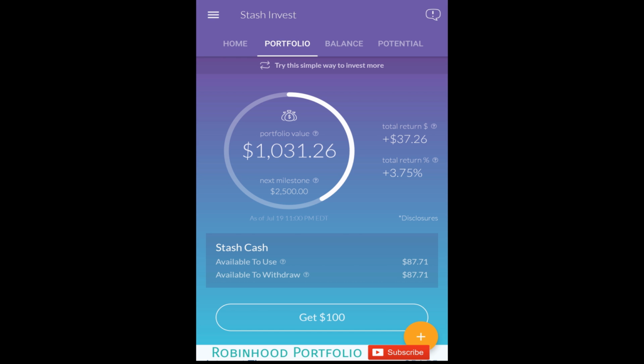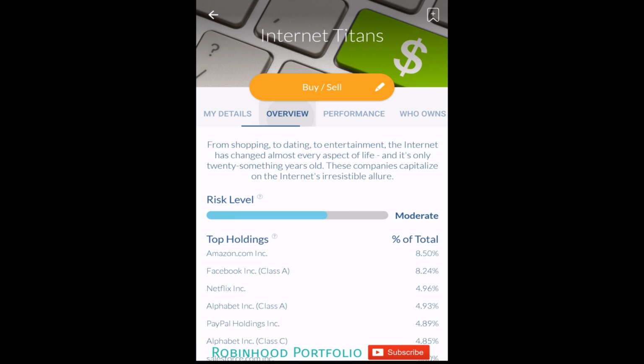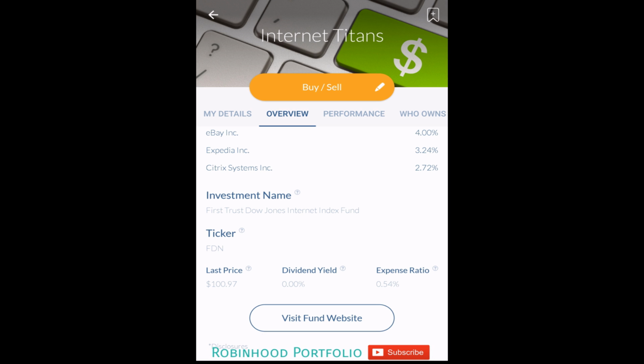So for example, if we go to my portfolio here, Internet Titans, this is a rebranded underlying ETF. Let's see if this will pull up here. There we go. You can see on the bottom here, FDN, the ticker symbol for the First Trust Dow Jones Internet Index Fund. You can see the price of the stock is $100.97 down in the left-hand corner there.